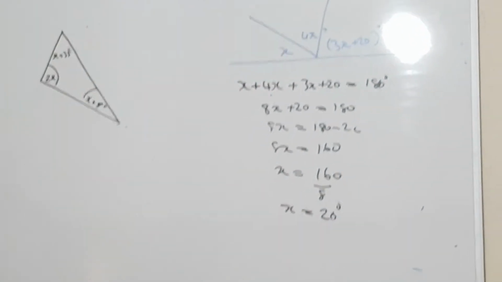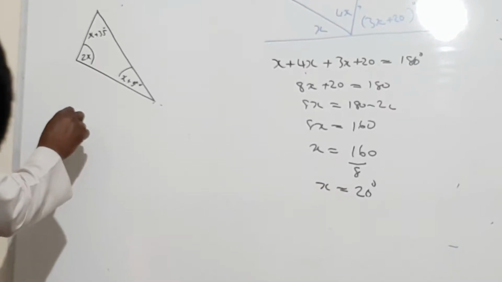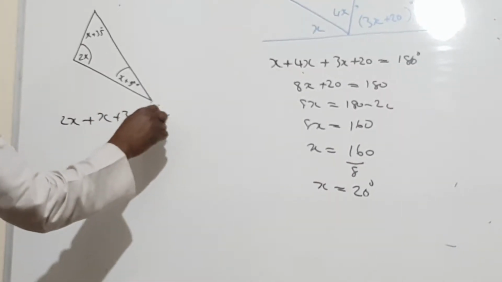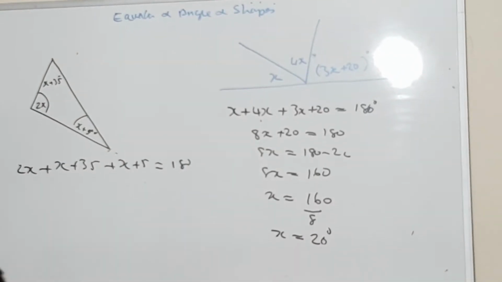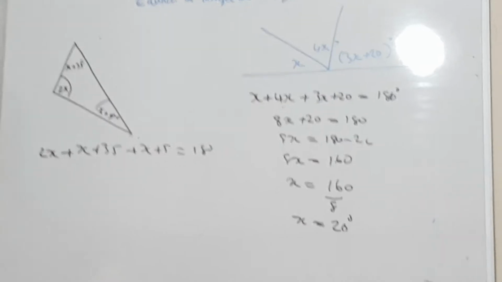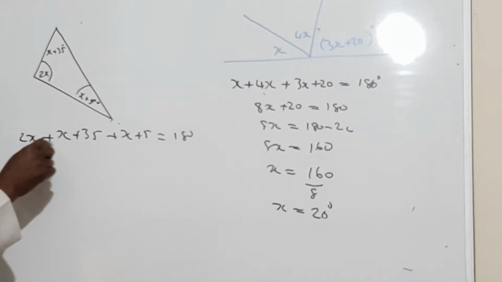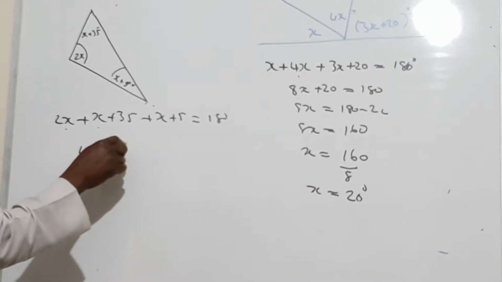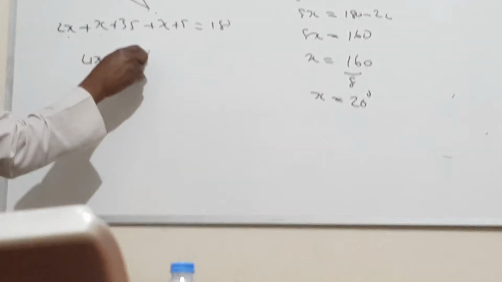This is the same thing, isn't it? Same thing. We put all the things together: 2x plus x plus 35 plus x plus 5 is equal to 180 degrees. Then, when you put all the x together, 2x plus x plus x is 4x, plus 35 plus 5, this is 40.